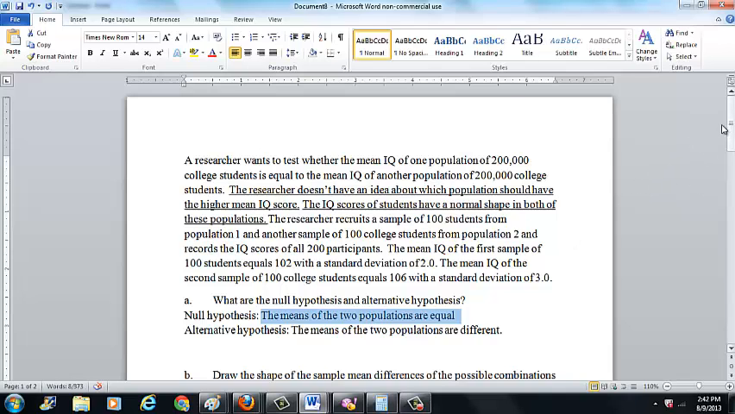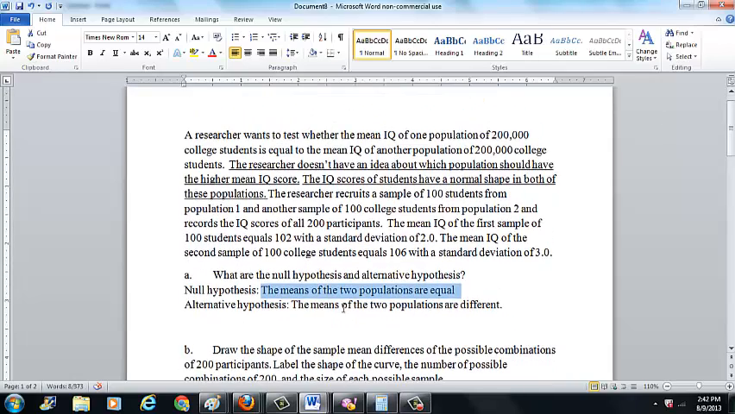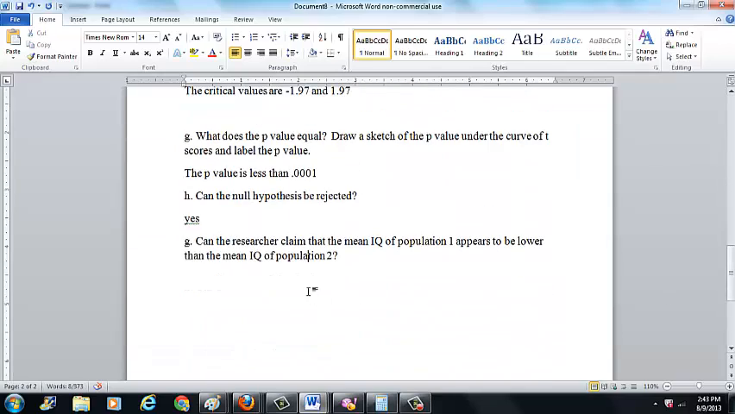So in a two-tailed test, after you support your alternative hypothesis, you look at the two sample means and decide exactly what the difference is, if 1 is higher than 2 or if 2 is higher than 1. So yes, the researcher can claim that the mean of population 1 appears to be lower.